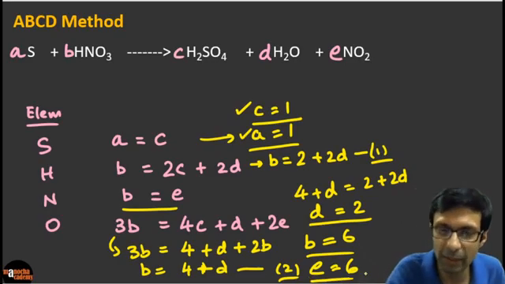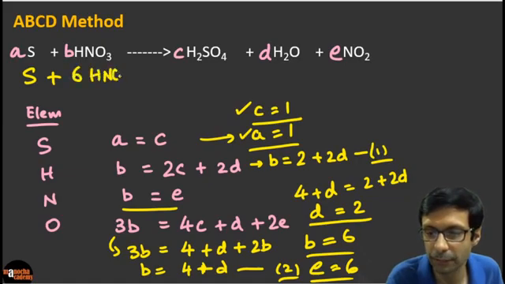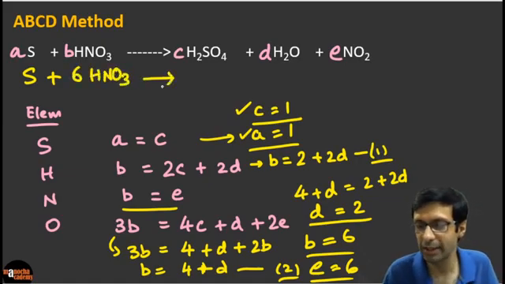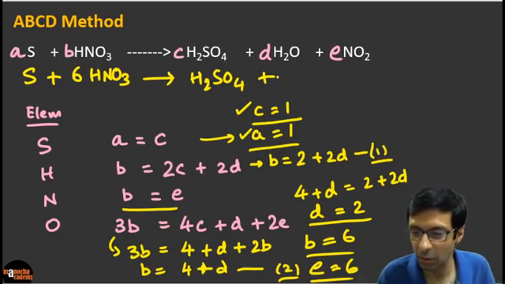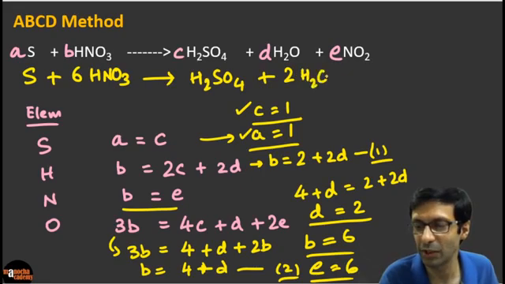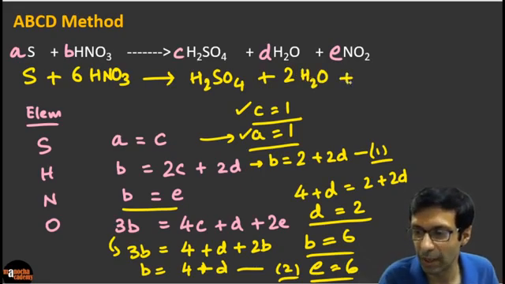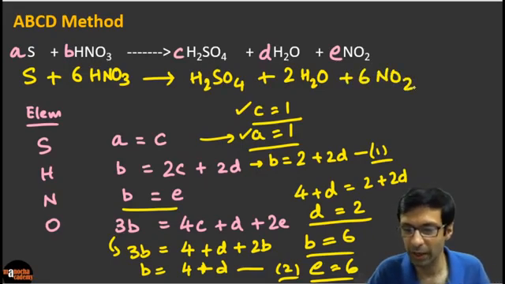So now let's replace them and see what we get. A is 1, so it's going to be S plus B is 6 here, so 6HNO3. And can you see what C is here? C is 1, so equals H2SO4. Plus D is, we solved for D, D is 2, so 2H2O, right? Can you see that, guys? And E is equal to 6, so plus 6NO2, okay? So that's what we are getting as our answer.